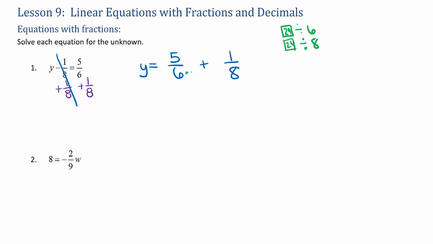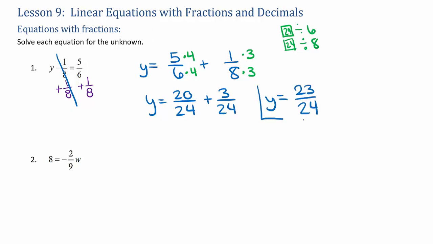So I'm going to take 5/6, multiply the top and bottom by 4, and I'm going to take 1/8, multiply the top and bottom by 3. That gives me 20/24 plus 3/24, or y equals 23/24.